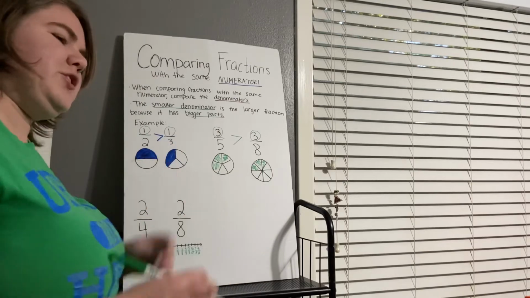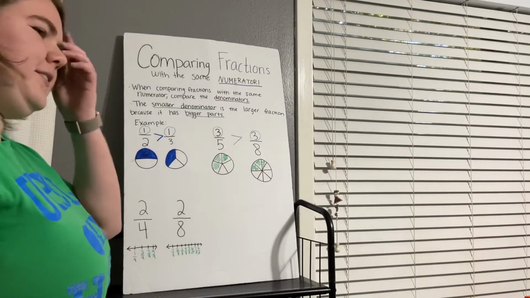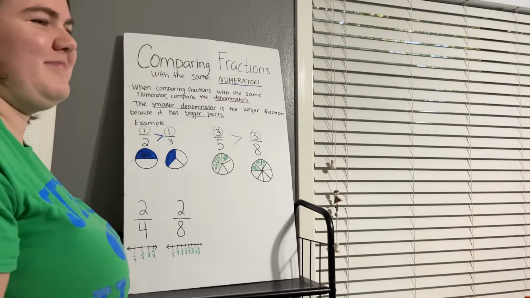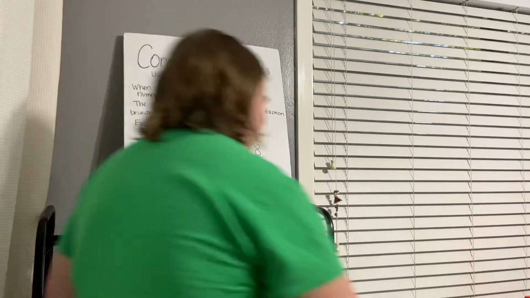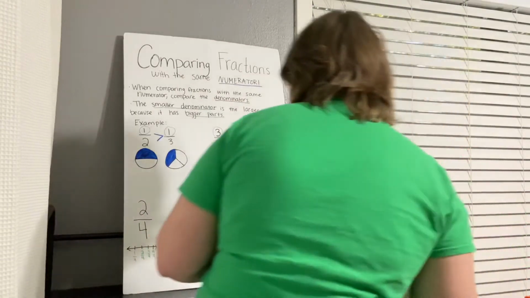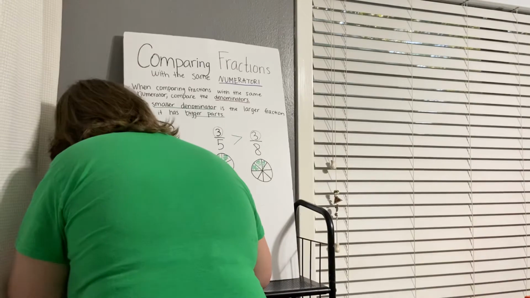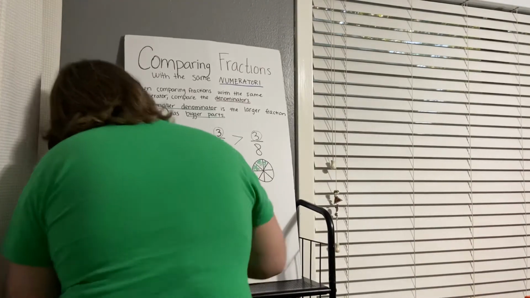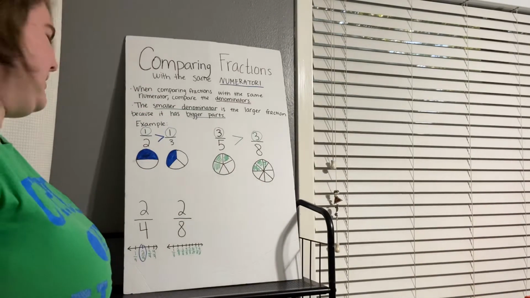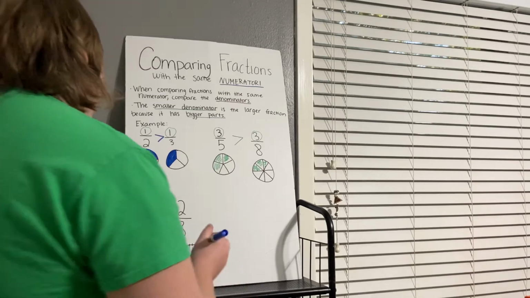So which fraction are we looking at on our first number line? Well, the numerator says 2, so we're looking at the second one, 2/4. And what about our second fraction? We're looking at 2/8.